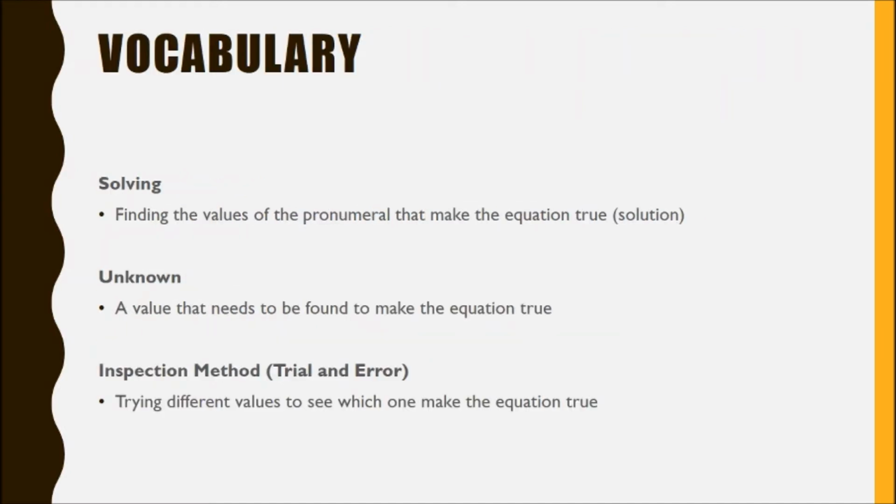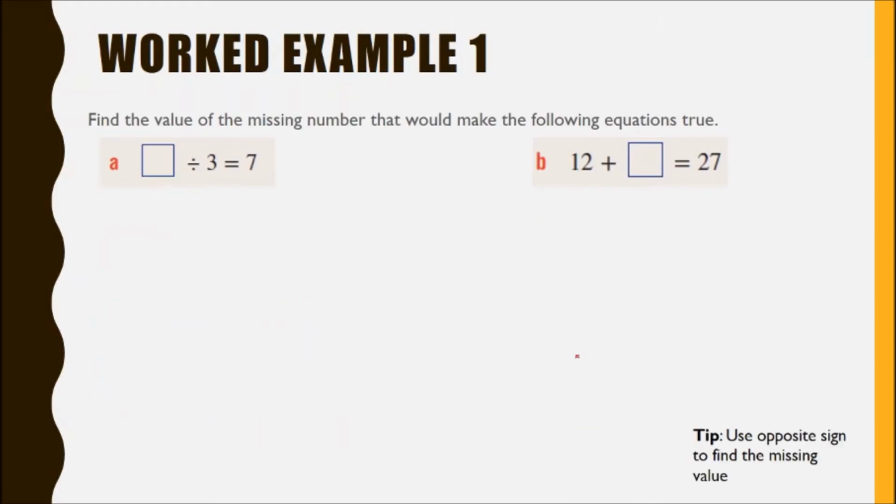Some of the vocabulary that you will need for today include finding the values of the pronumeral that make the equation true, so that's the solution. You need to know what the unknown is, which is a value that needs to be found to make the equation true, usually in the form of a pronumeral or a letter. And the inspection method, which is what we're doing today, also known as the trial and error method, trying different values to see which one makes the equation true.